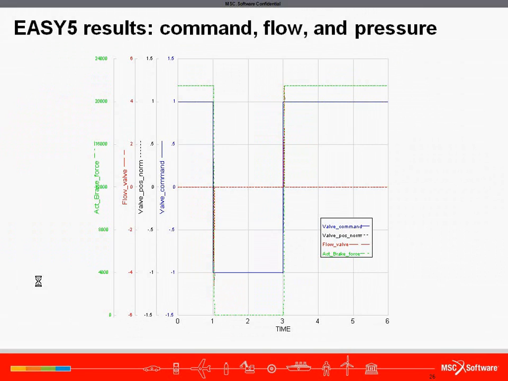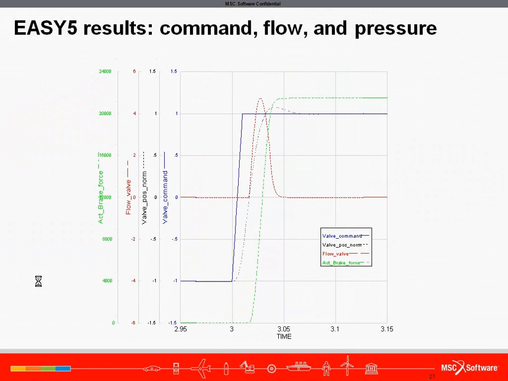Now here's the same plot as before, except that the act of engaging the brake to stop the pipe has been focused on and is zoomed in on here. The solid blue line is the valve command from the lookup table. The actual valve spool movement is shown as the dotted black line. The resulting fluid flow through the valve to the actuator is shown as the dashed red line. Finally, the actuator hydraulic force is shown as the green line. This directly corresponds to the pressure in the actuator chamber.